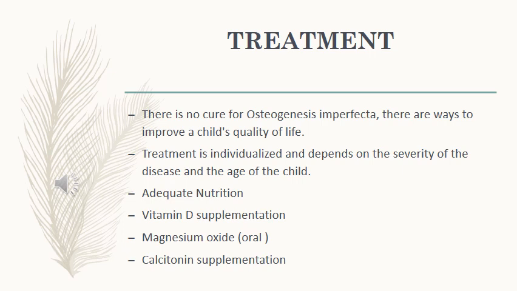Treatment. There is no cure for osteogenesis imperfecta. Treatment is individualized and depends on the severity of the disease and the age of the child. Give adequate nutrition and vitamin D supplementation, magnesium oxide and calcitonin supplementation.